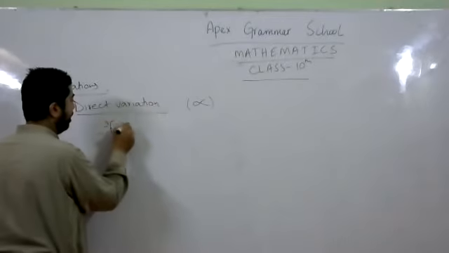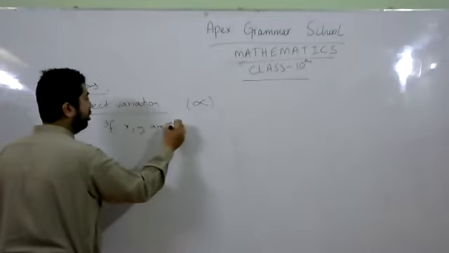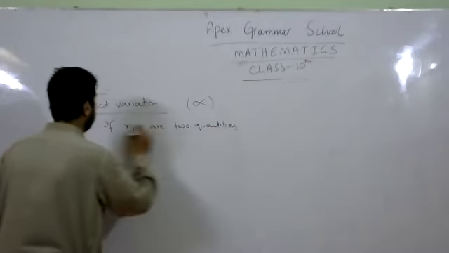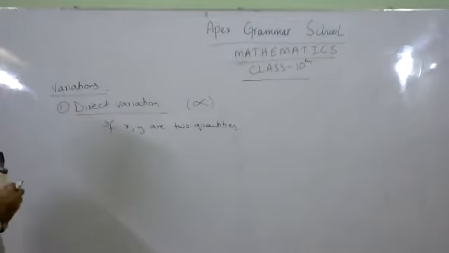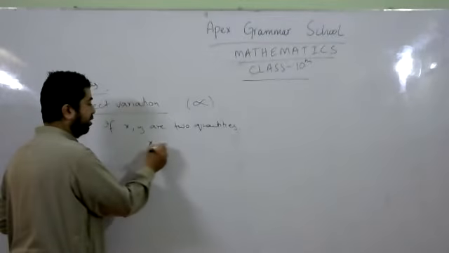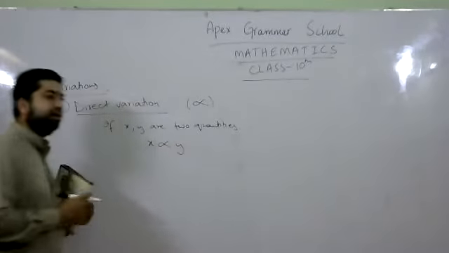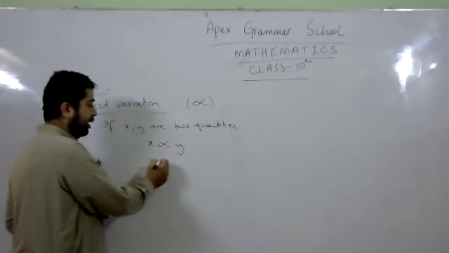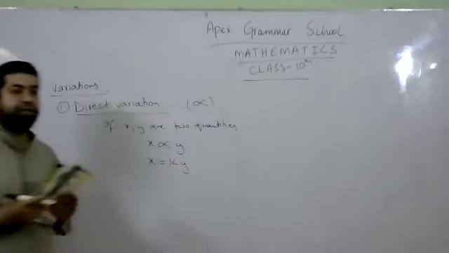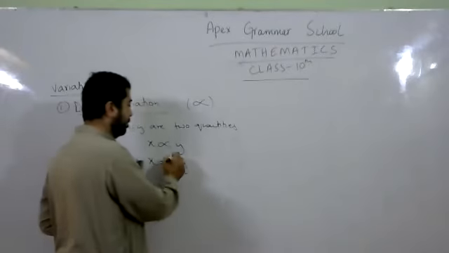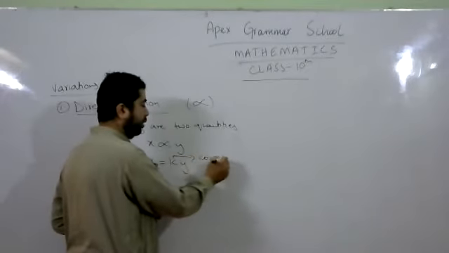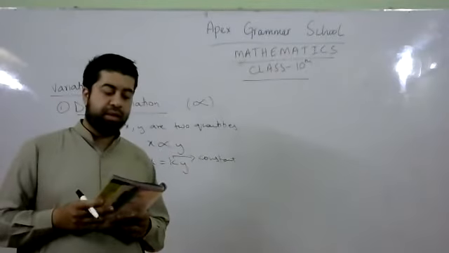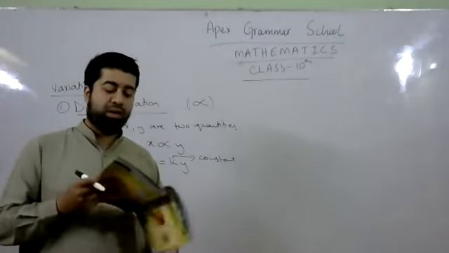If x and y are two quantities and they have the relation directly proportional, then we can write it as x directly proportional to y, or we can write it as x is equal to ky, where k is some constant, according to which the value changes in increment or in decrement level.